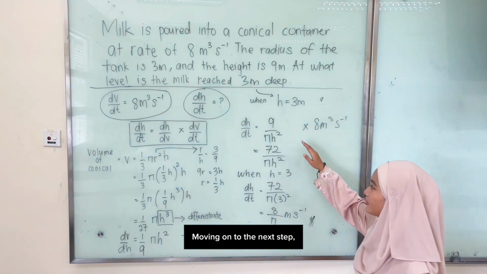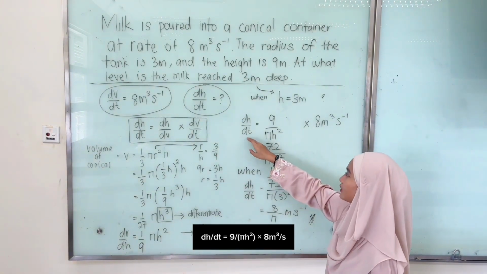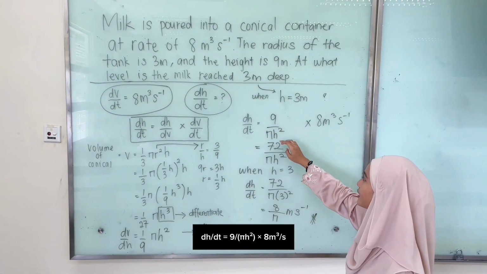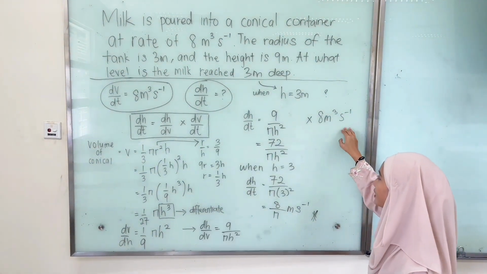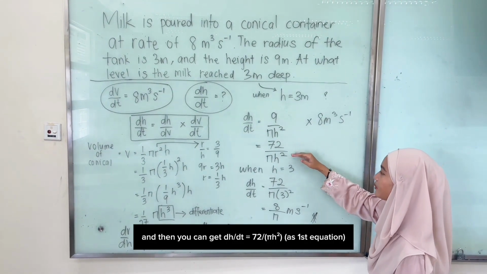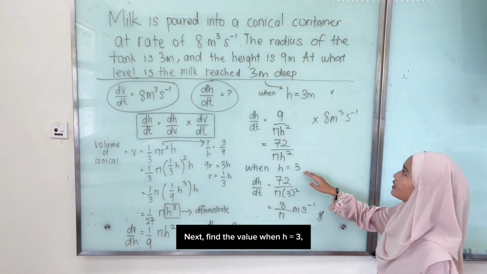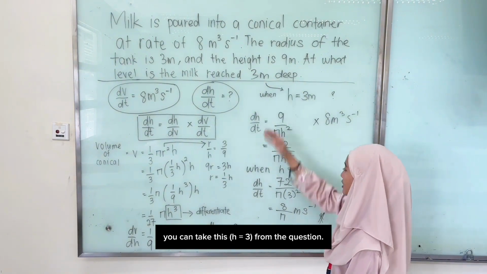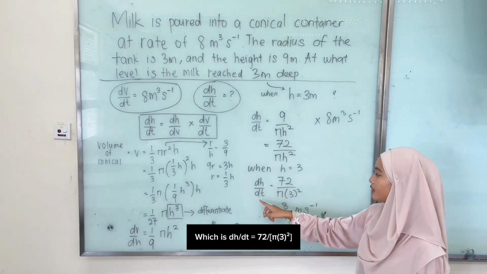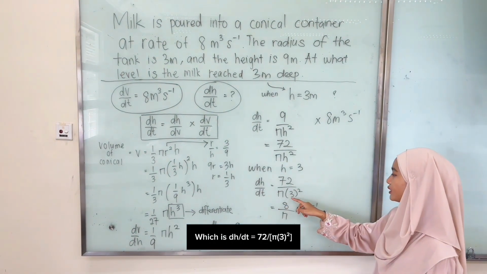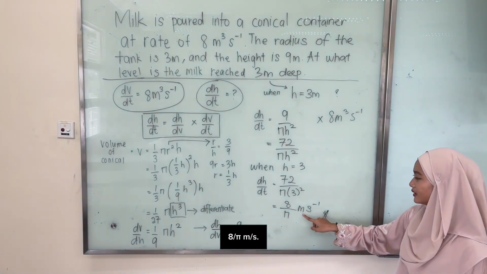Moving on to the next step, which is we can substitute the value in this equation, which is dH over dt equals to 9 over pi h squared times with 8 meter cube per second. And then you can get a 72 over pi h squared. And then when h equals to 3, we can take this from the equations here. And then you substitute h into this, which is dH over dt equals to 72 over pi 3 squared. And then you get the final answer, which is 8 over pi meter per second.